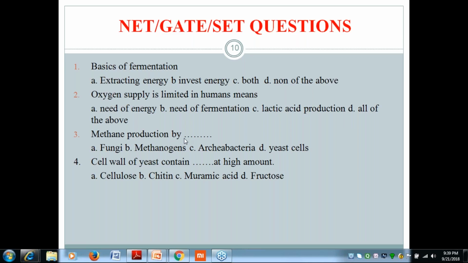Now methane production occurs by fungi, methanogens, archaebacteria, yeast cells. What is the answer? Methane production occurs by fungi, methanogens, archaebacteria, and yeast cells. Anybody answer? Anyone?